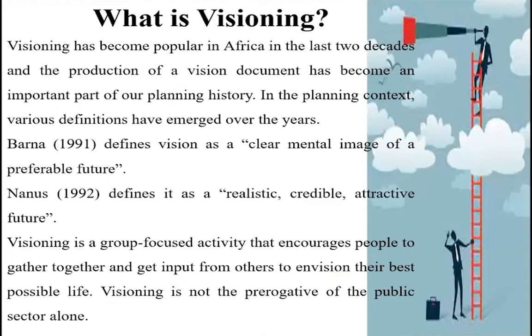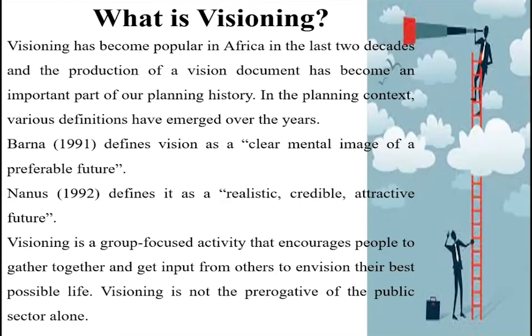very desirable. Now, what is visioning itself? Let's look at what visioning means. Visioning has become popular in Africa in the last 2 decades. And the production of a vision document has become an important part of our planning history. In the planning context, there are various definitions of visioning over the years. Some schools of thought define vision as a clear mental image of a preferable future. Some define it as a realistic, credible, attractive future.